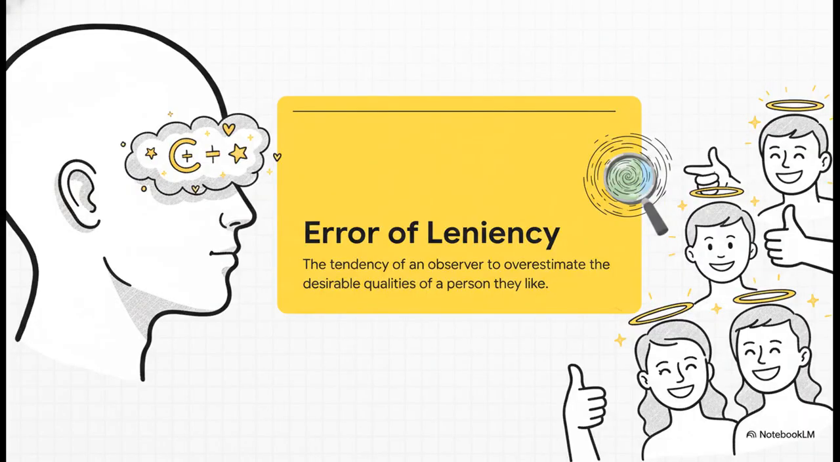Next, you've got the error of leniency. This one's pretty simple. It's when the observer just plain likes the person they're watching. And because they like them, they might go a little easy on them in their notes. They'll overestimate the good stuff and kind of gloss over the not-so-good stuff. And boom, right there, your objective research is out the window.